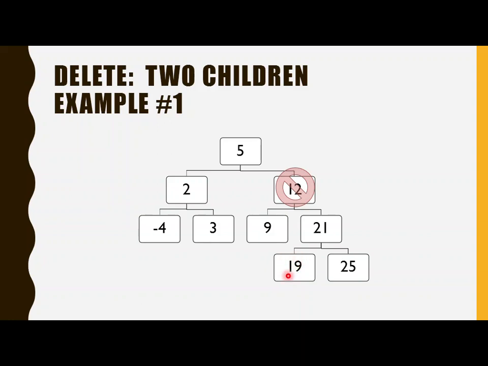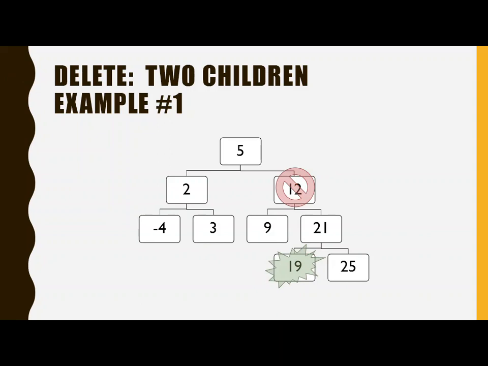We're going to copy 19 into this node's data, replacing the 12, and then we're going to call delete on this recursively with this as the start node, and therefore since it has no children it can be deleted directly and you have no worries. So 19 goes away and the tree is left with 19 here, and everything else doesn't have to be shifted. Everything else worked pretty well. Okay, so that's one example.